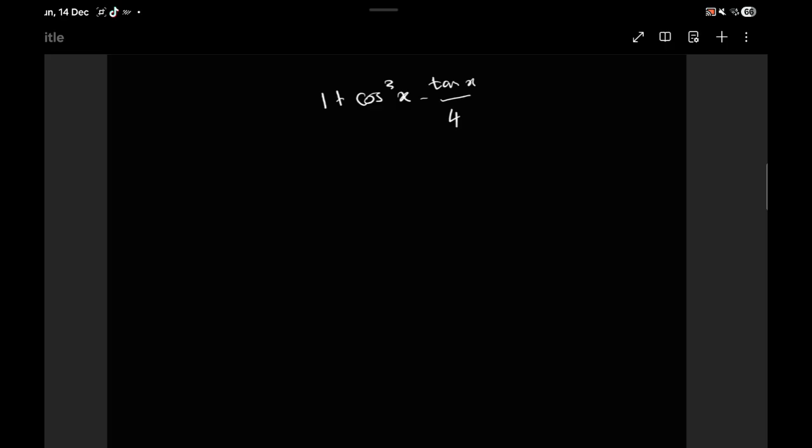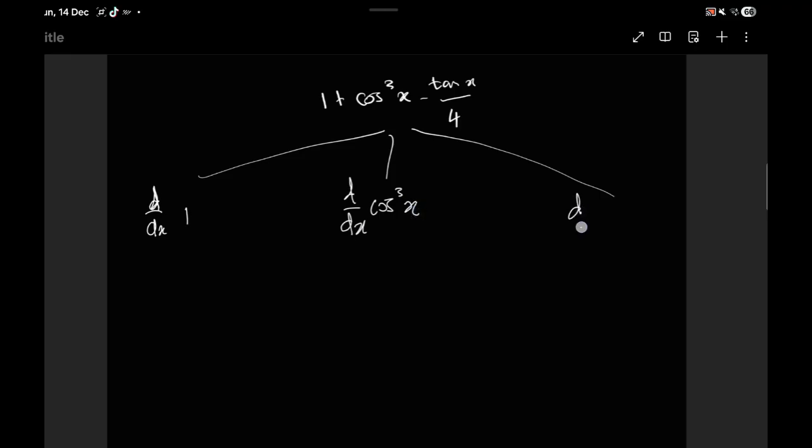Next, let's go back to question A. For this question, as you can see, we have 3 terms, so let's split it into 3. The first one we are going to differentiate is d over dx of 1, then we need to differentiate cos to the power of 3 x, and next we need to differentiate negative tan x over 4. Let us differentiate one by one. The derivative of a constant is 0, and then we differentiate this one with the power.